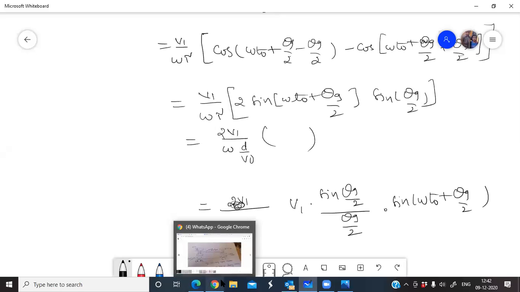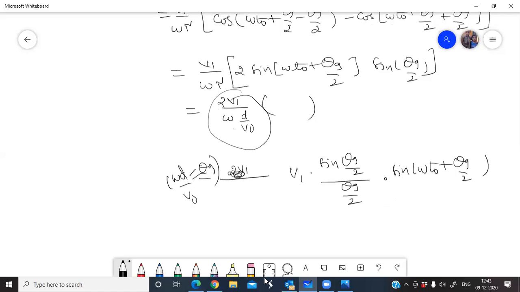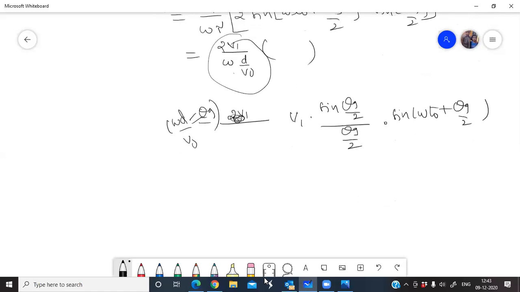Because omega d by V naught is nothing but theta g, and in place of this you can write V1 by omega d by 2 V naught. Omega d by 2 V naught is nothing but theta g by 2. So V1 by theta g by 2. That's why you can write V1 into sin theta g by 2 by theta g by 2 into sin omega t naught plus theta g by 2. Here omega d by V naught equals theta g. Okay.